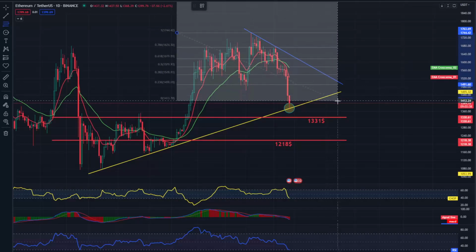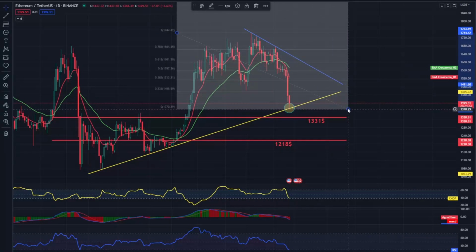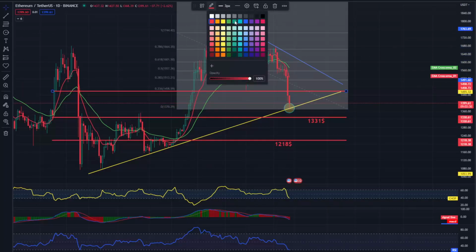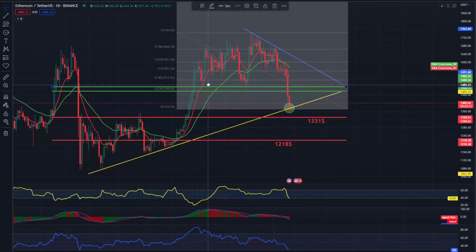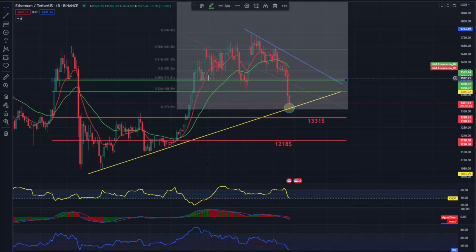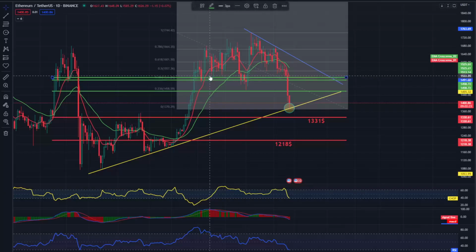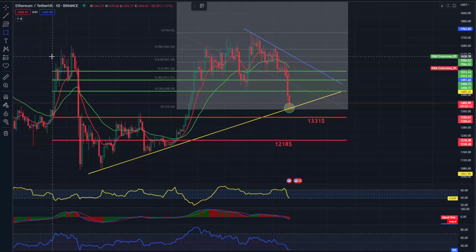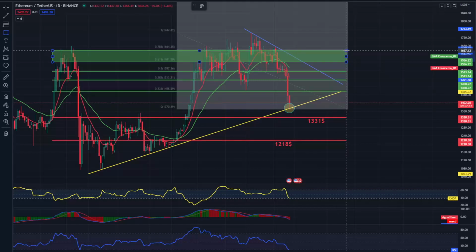Looking the other way, we can also mark the places where the price should encounter resistance on the way to increases. And here we have the first resistance at $1,459, the next resistance at $1,513, the third resistance at $1,556, and then we have a strong resistance zone from $1,601 to $1,664.